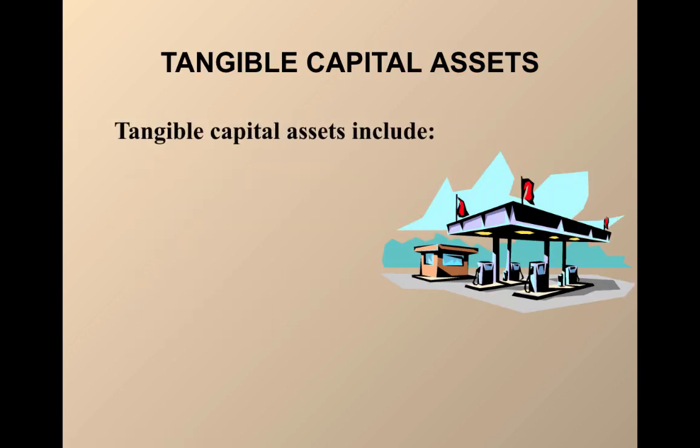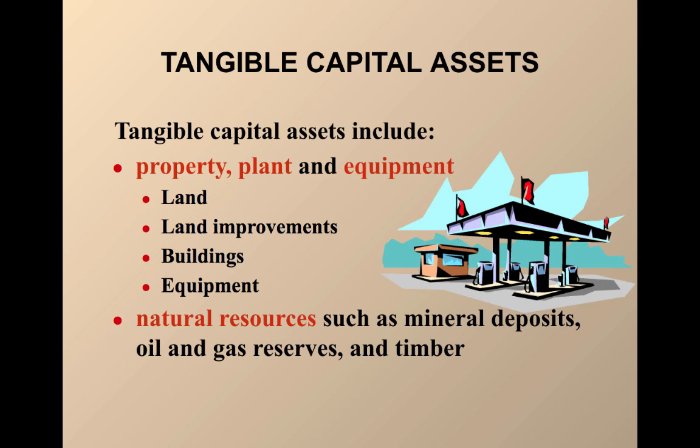So tangible capital assets include things such as property, land, plant, which is like your building or your warehouse or your factory, and equipment you use in your business. Natural resources are also capital assets for many companies, such as mineral deposits, oil and gas reserves, and forests full of timber. You could think of a mining company that owns a mine, and that would be a big capital asset for the mining company.